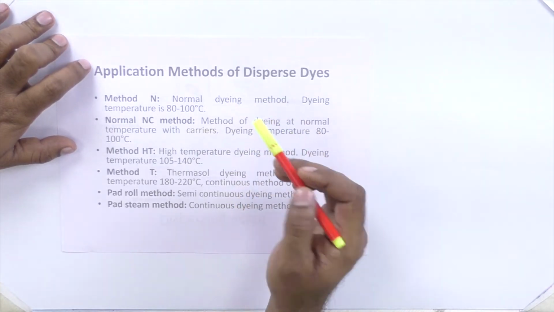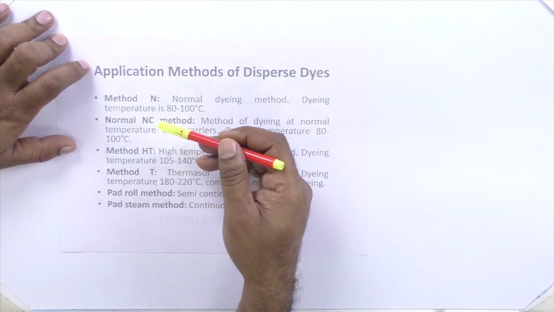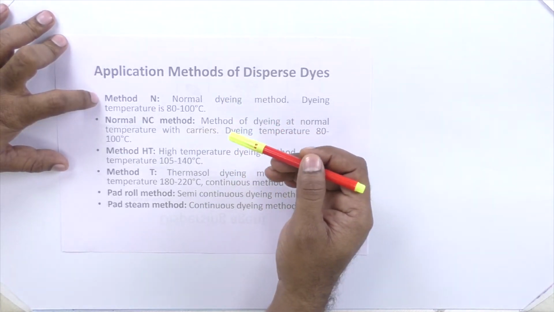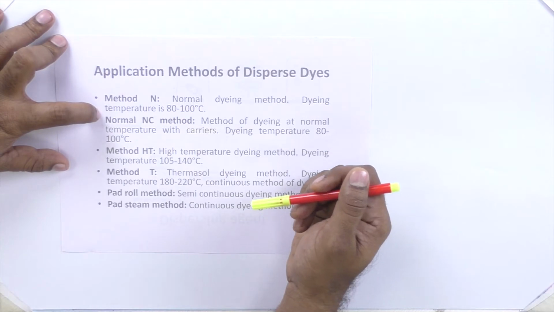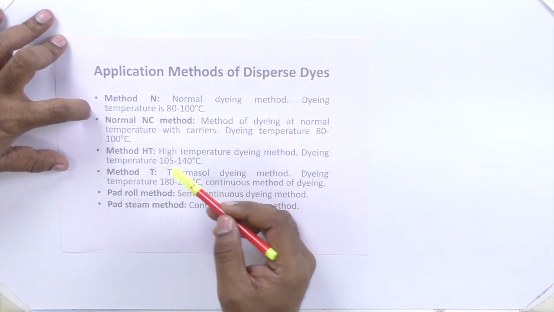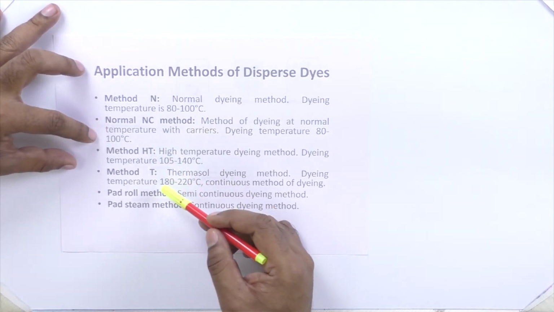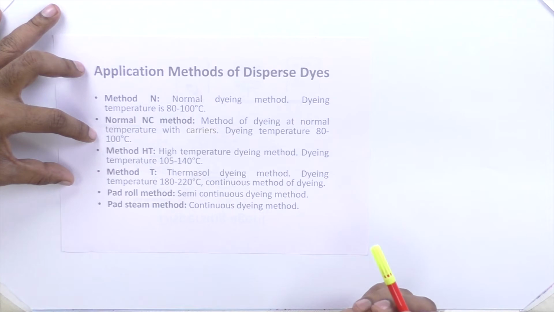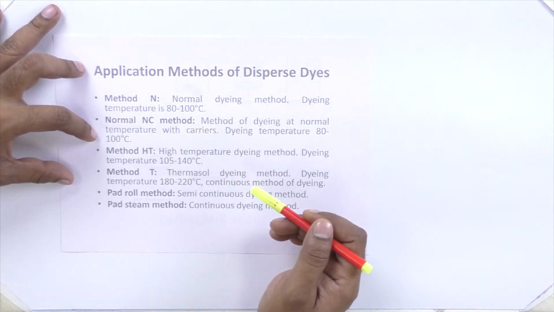There are different methods used to apply dispersed dyes on polyester fabric. Method N, that means normal dyeing method. Method NC is a normal dyeing method with carriers. High temperature dyeing method, thermosol dyeing method, pad roll method, and pad steam method. So these are the methods used to apply the dispersed dyes on polyester fabrics.